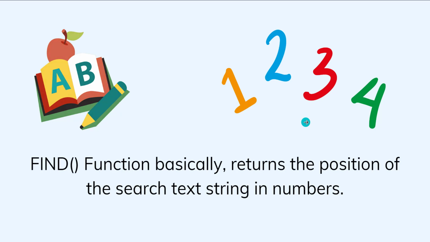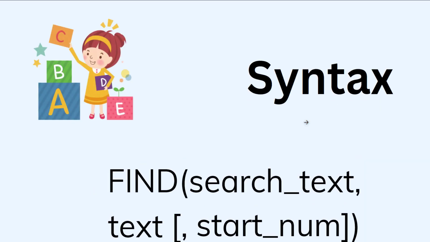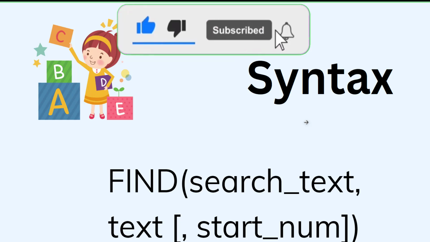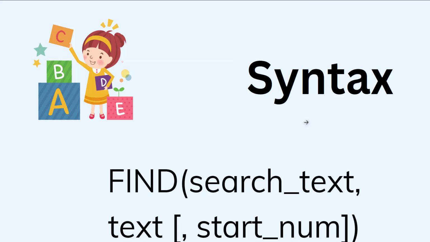The syntax of this find function is given on your screen. Here we pass the search text as a parameter, which specifies the string or a substring that you want to find. Next we have text as a parameter that specifies the field or the expression in which you want to search the substring. And last we have start num. This parameter specifies the number from which it starts the searching process. And this search process always goes from the left side of the string to the right side of the string.